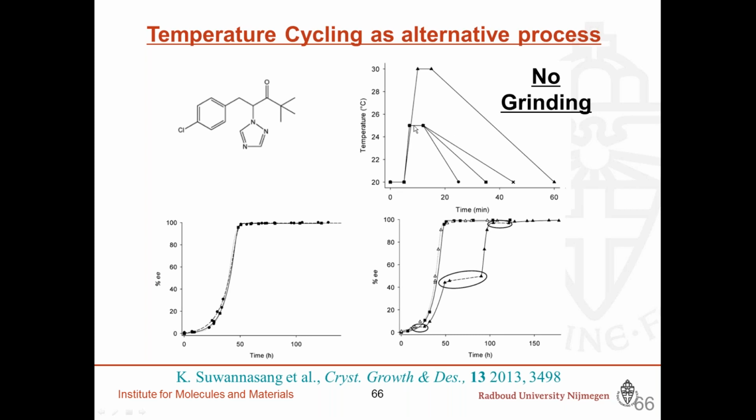Of course, you can choose the difference in temperature and the cooling slope, which can't be too steep because then you might not avoid nucleation of the unwanted enantiomer. But in this way, they found an enantiomeric excess in time, which looks very much like the ones which we found in Viedma ripening. That is this sigmoidal curve.